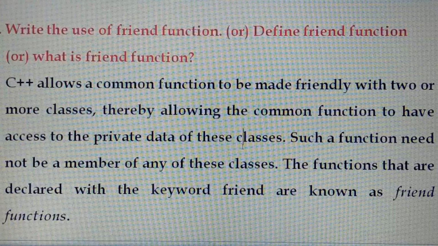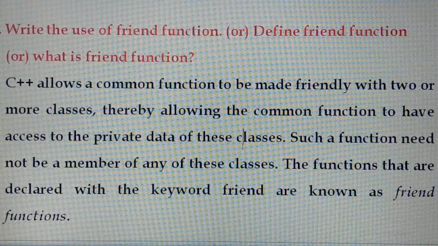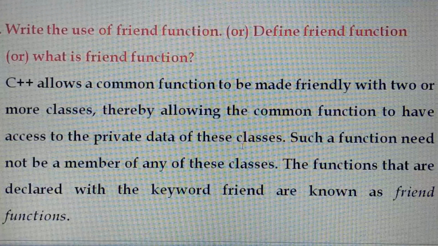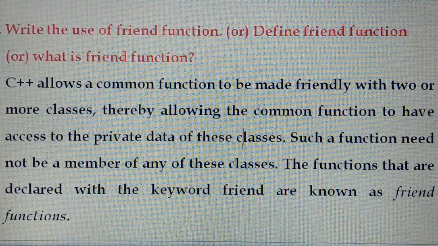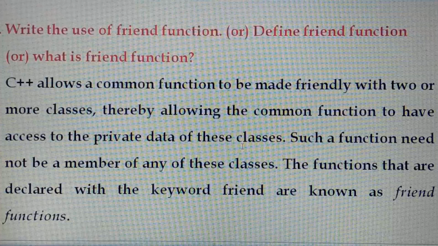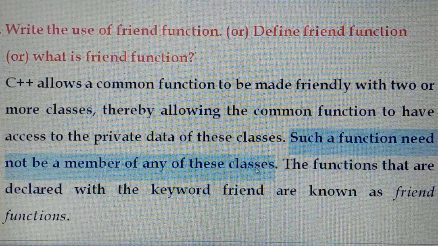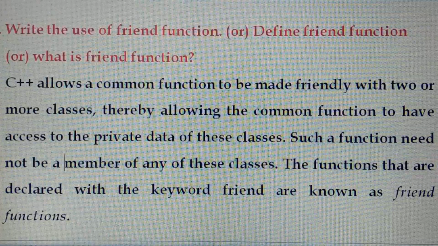The main concept here is that normally the data in a class can be accessed only by the functions of that class. But by using the friend function, we can access the private members of any classes. This is the main difference. We should be very careful in using friend function because we are allowing access to the private members of a class by using the friend function. Such a function need not be a member of any of these classes.